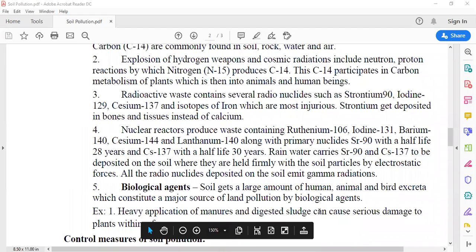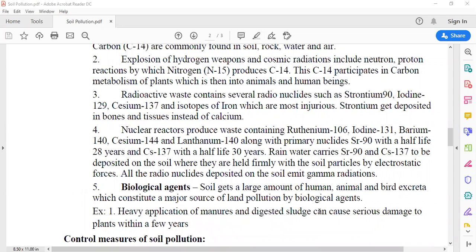Various nuclear reactors produce harmful nuclides, that is ruthenium, iodine, barium 140, cesium 144, which in turn are deposited on the soil by an electrostatic process, whereby the soil emits gamma radiations. So these are harmful effects of radionuclides.